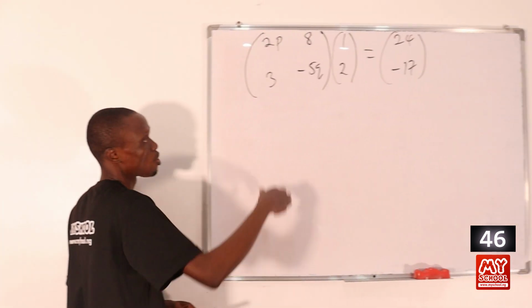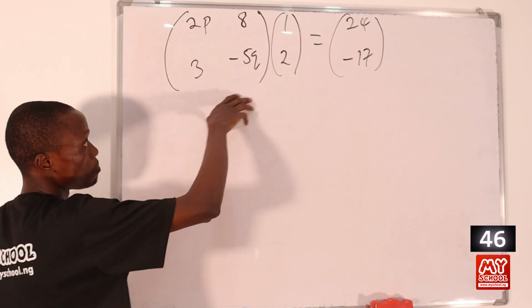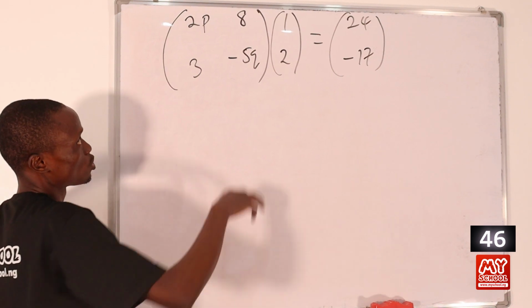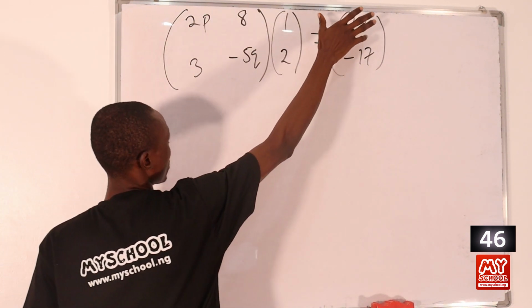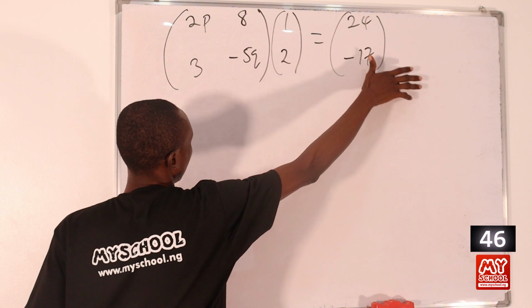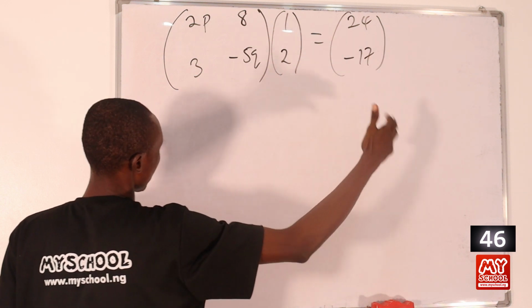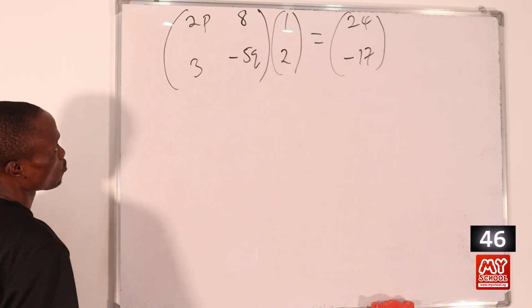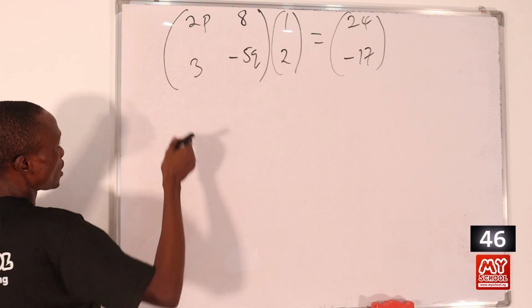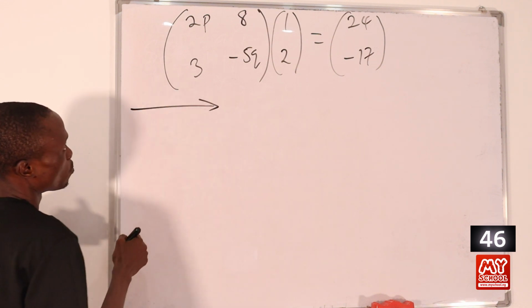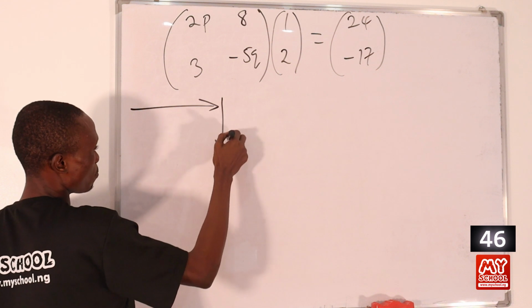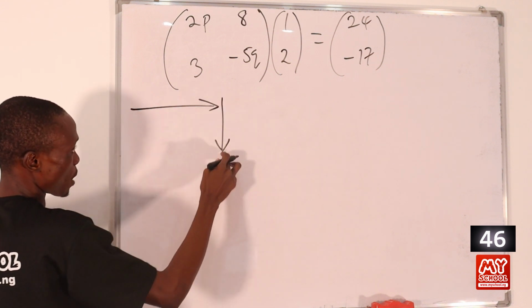So since what we are given here is actually matrix multiplication, we have to multiply here and equate the result to what we have on our right hand side. So if we are to multiply, we multiply like this, row by column, row multiplied by column.